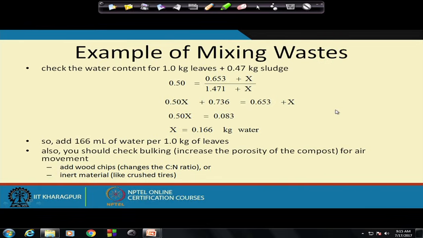So once we have the carbon and nitrogen content for each individual waste, based on the optimum carbon nitrogen ratio that we require, we can always work out in what proportion we need to mix our different components. So that basically tells us, if you're running a compost plant, how to go about that. So these are again very important.